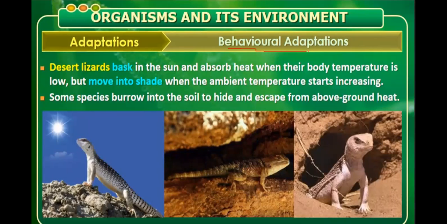Now, behavioral adaptation. For example, there is a desert lizard. It basks in the sun and absorbs heat when its body temperature is low. When their body temperature is low, they come into sunlight and take a sunbath, but move into shade when the ambient temperature starts increasing. Some species burrow into the soil to hide and escape from above-ground heat.